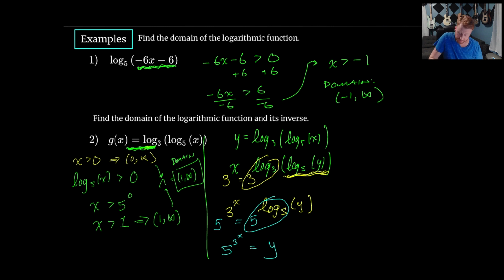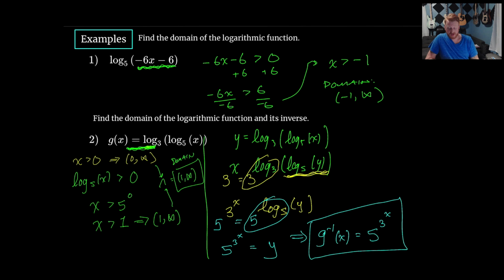And now we have it. We've solved for y. That means I can go ahead and rewrite this as a g function. G inverse of x is equal to 5 to the 3 to the x. So there we go. We've got the inverse of this function as well.